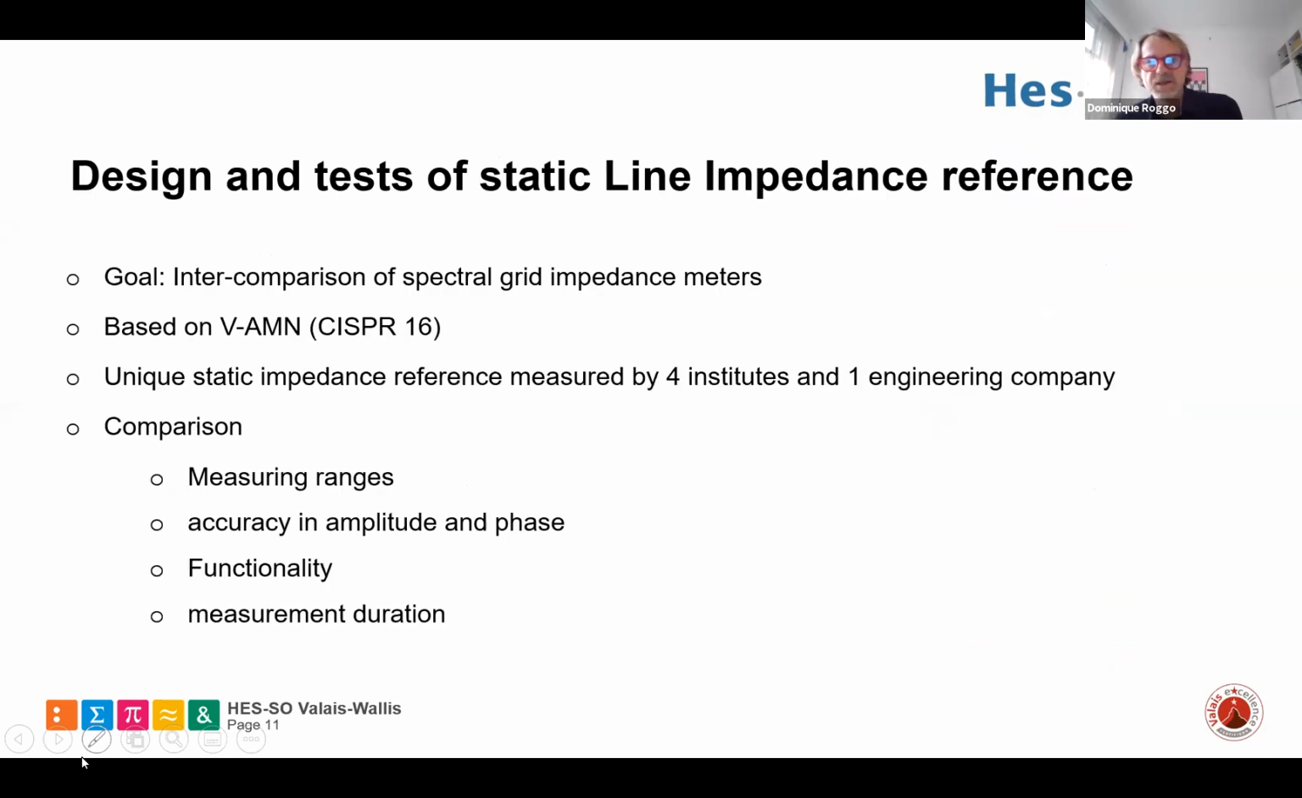So we start with the static line impedance reference. And the goal of it is to maybe have a tool to compare grid impedance meters, for instance. So the comparison was very much dedicated to that.